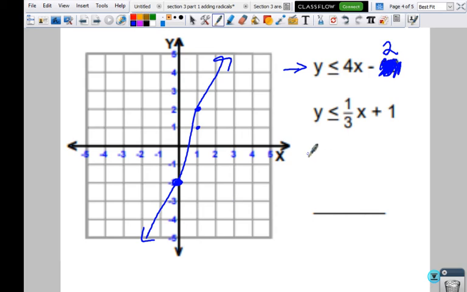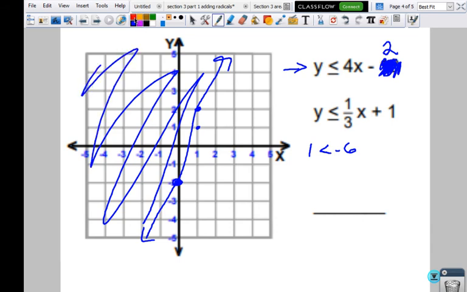Okay, so you ended up getting 1 is less than -6, right? Yeah, that's false. So let me see 4. Yep, that is false, which means we're shading this side over here. We're shading our true side. All right, let's keep going. We just did our first one.